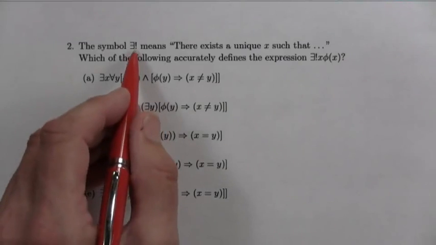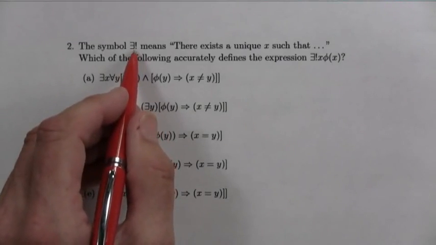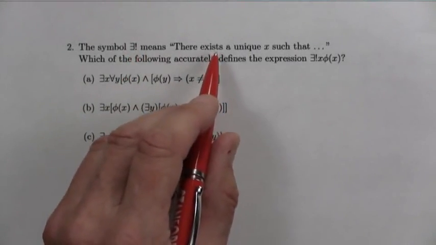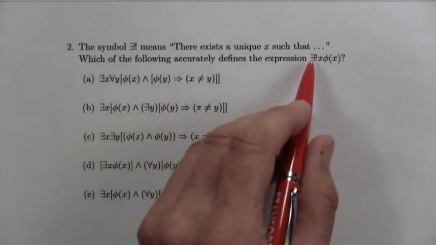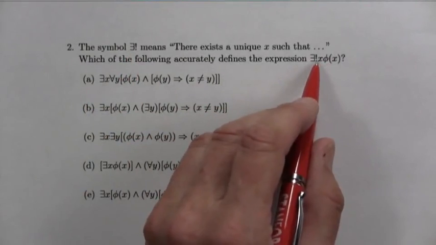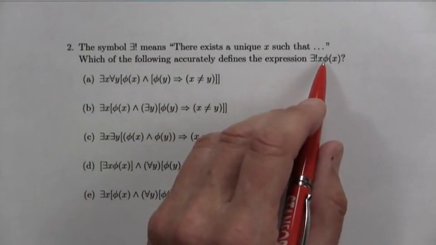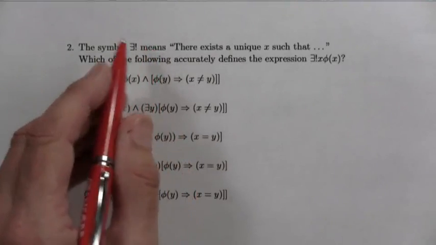Well, you do actually occasionally see this symbol exist with the exclamation mark to mean there is a unique x. So it wasn't just me making this up for the sake of the problem. This is a moderately common symbol that you'll find. It's often useful to be able to say there is a unique x.